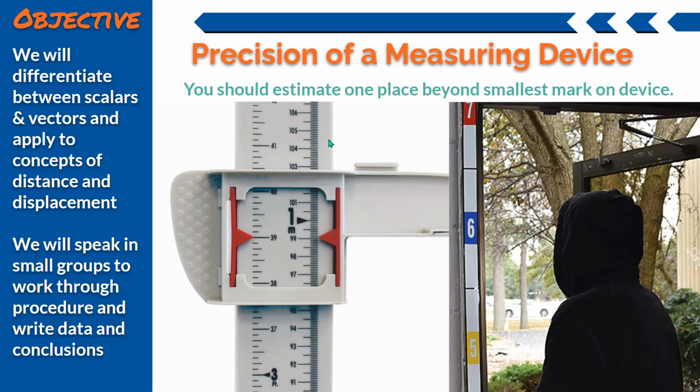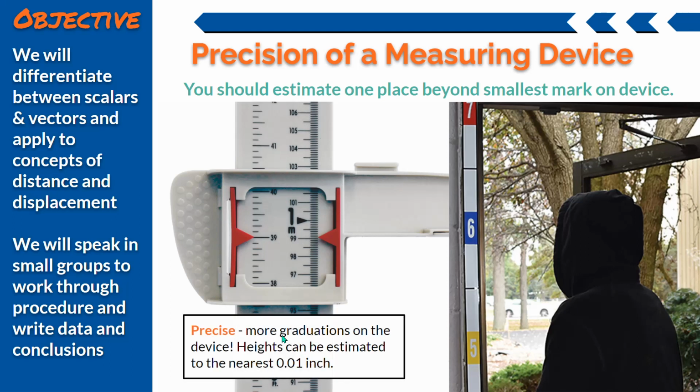Okay, you should always estimate one place beyond the smallest mark on a device. Now, of course, a digital scale, you can't do that, but if you're looking like at a meter stick or something, you can. This is very precise compared to this one here. Okay, because this one has a lot more markings. I can get a more precise reading. It's more precise because it has more markings or graduations on the device.